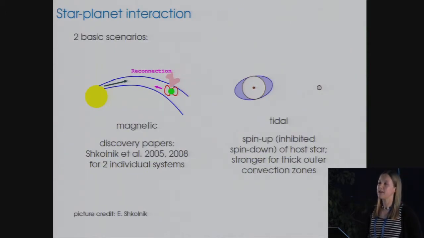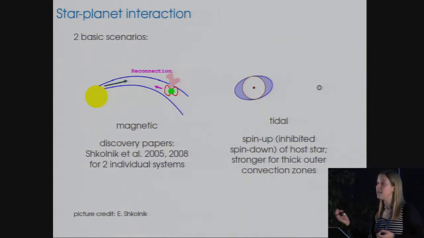So, star-planet interaction has been theoretically investigated for quite a while, starting with, for example, the initial papers by Cuntz in 2000, and there are two pathways for this interaction. There's the magnetic interaction, where the magnetospheres of the star and the exoplanet directly interact, and there can be reconnection events that we might be able to observe.